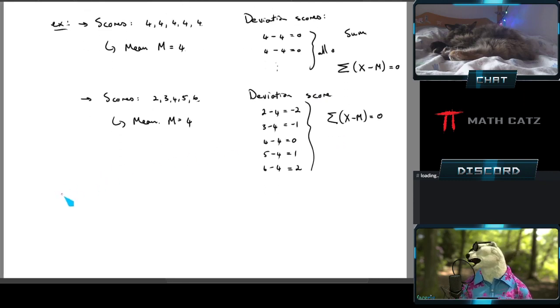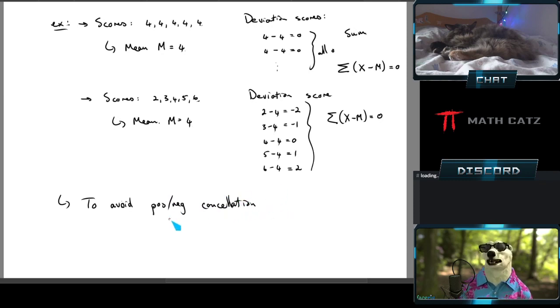Fortunately, the deviation score on its own is not enough, but I'm getting close. I'm going in the right direction. To avoid this positive negative cancellation, I do like the deviation scores, but to avoid this calculation, I'm going to square the deviation scores. Deviation, like there's an i there. I'm going to square it.